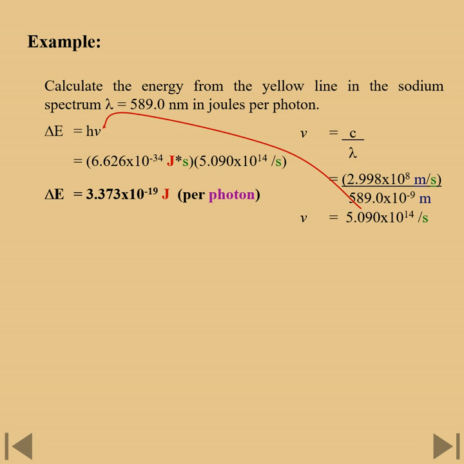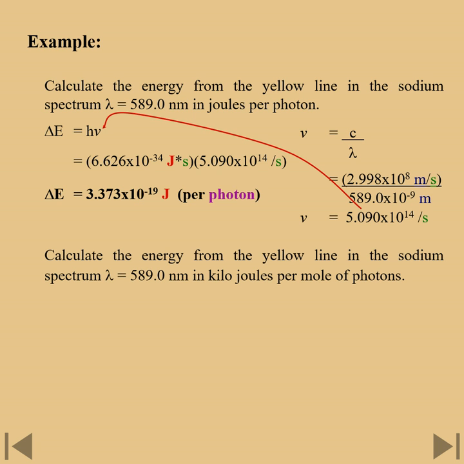So again, using E equals h nu, we're always going to get our answer in joules, but it really is joules per photon. Now, we might instead be asked to calculate this energy in kilojoules per mole of photons. This is a common unit of energy when we're talking about light. Okay, well, what are we going to do?